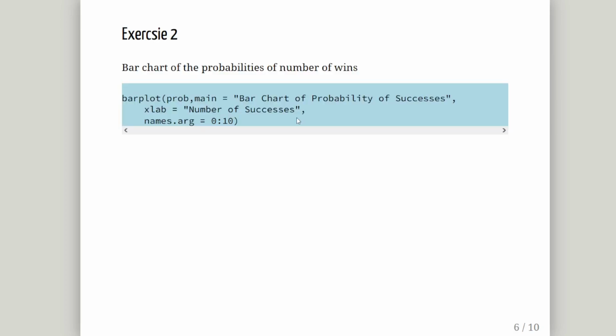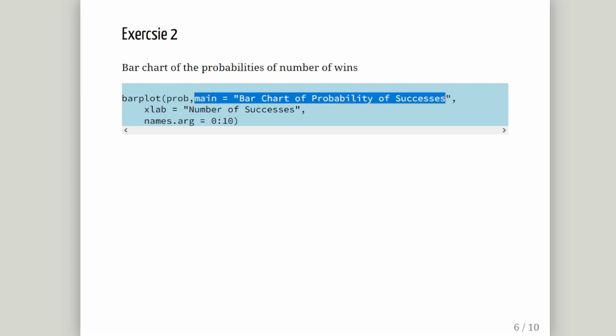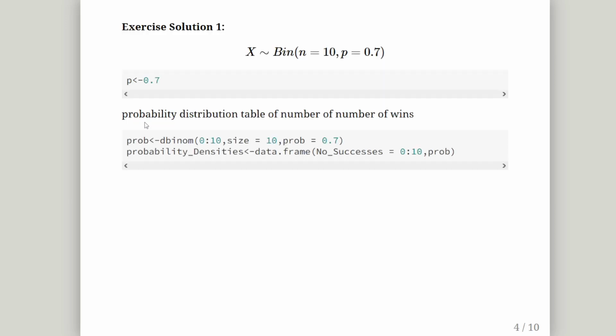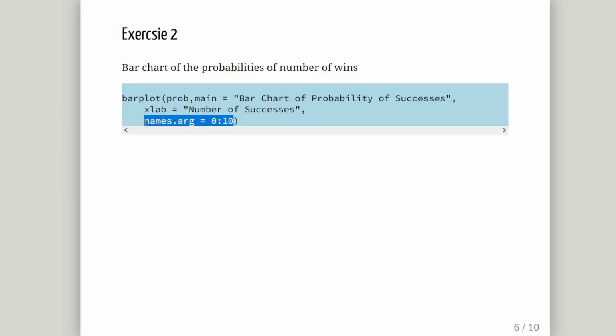So exercise 2, a bar chart of the probabilities of the numbers of wins. What we're going to do is go back to our set of probability values, and make a bar chart of the probability of successes. xlab is the number of successes, that's the x label, and the names argument is 0 to 10. Now, this essentially is the same information corresponding to the data frame we've just created, but we're setting it up differently. This is a consequence of using base R.